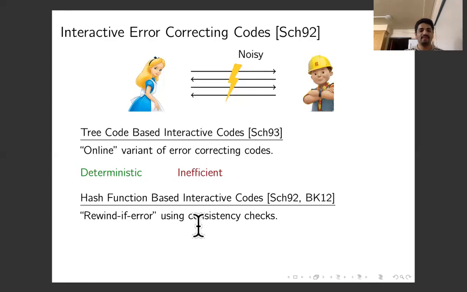And this can be done, for example, by just exchanging a random hash function of these two transcripts and seeing if they match. If they do match, then there are no errors.